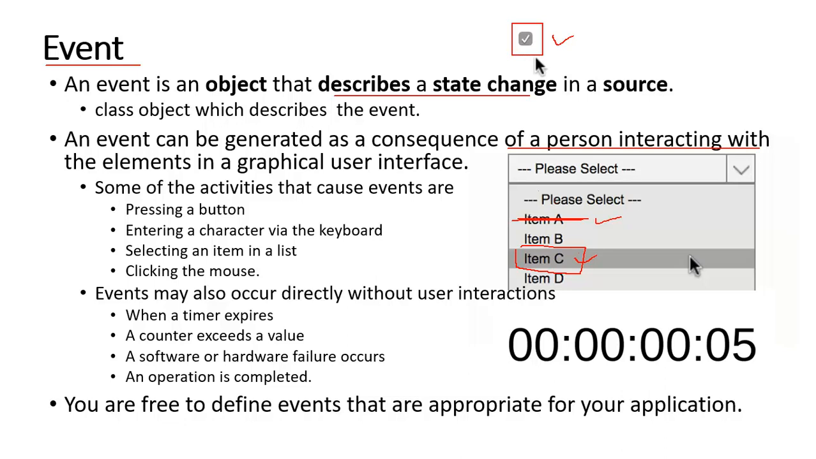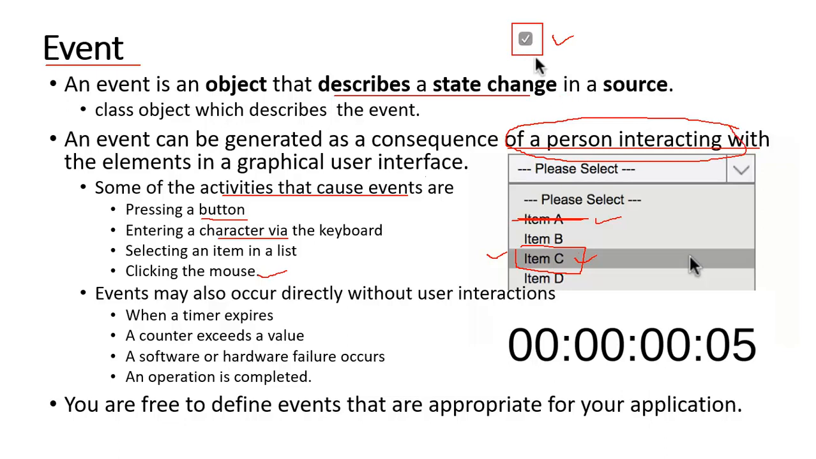So some of the activities that can cause events to be generated are pressing the mouse button, typing something on a text box or a text area using the keyboard, selecting an item from the list. Clicking using the mouse is also a change of state, so that itself generates an event. All these things happen because a person or a user is interacting with the component.